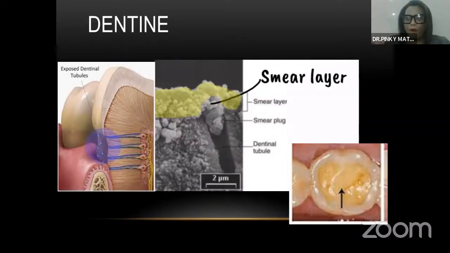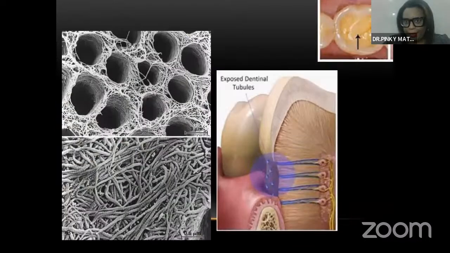Hence, we all focus on modifying the smear layer. We are going to modify the smear layer as well as modify the smear plug. So here I spoke about the anatomy and I spoke about the smear layer and the smear plug. Going ahead, now you have the dental tubules.